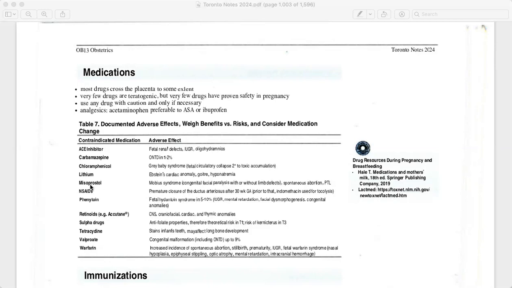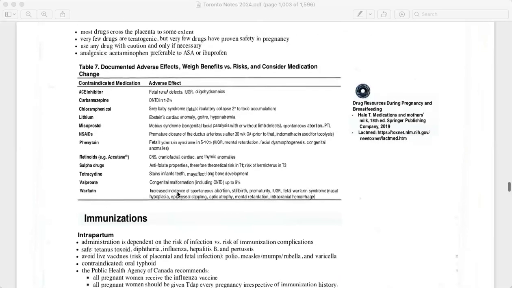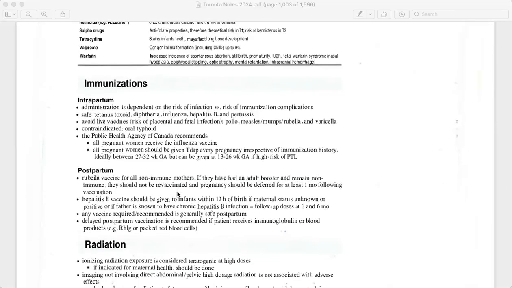Ductus arteriosus, misoprostol, Mobius syndrome, lithium abstinence. So these ones. Coming to immunization, what are those immunizations? So postpartum and intrapartum. In intrapartum, we don't give live vaccinations. In postpartum, we do give live vaccination. So administration is dependent on the risk of the infection.